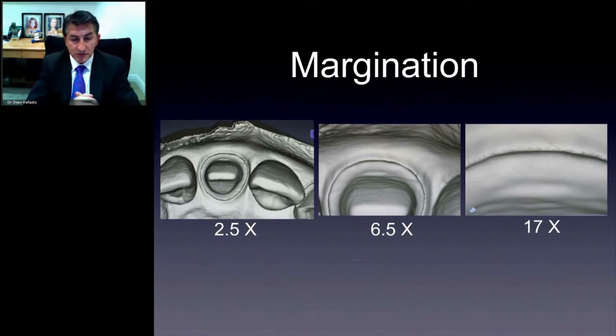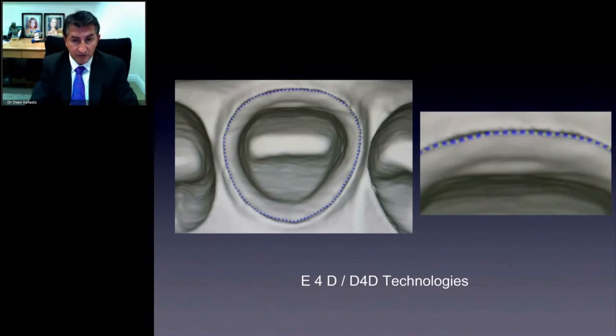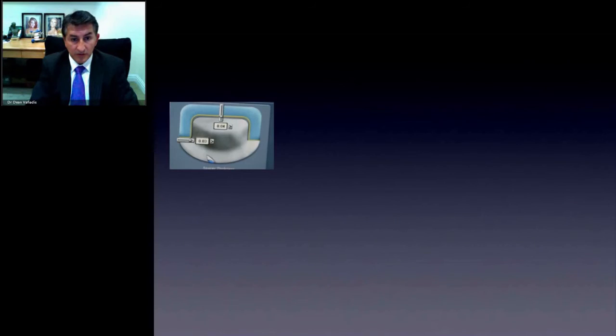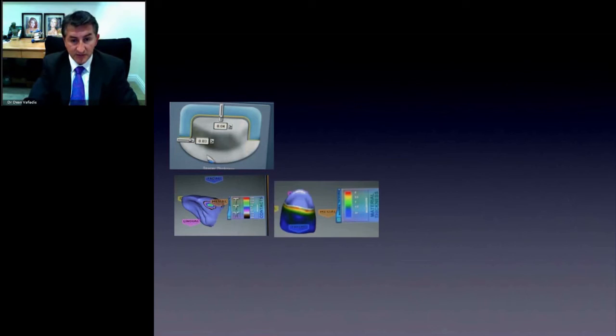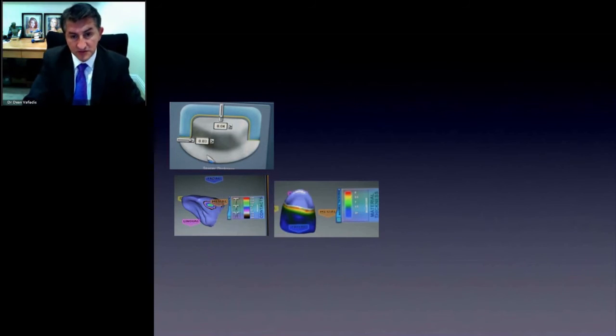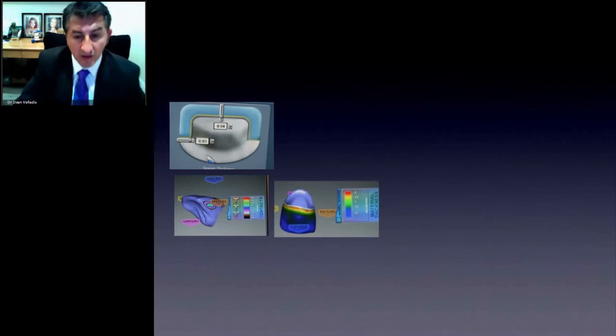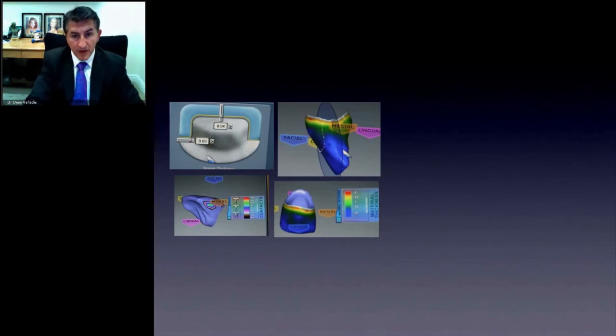When we get into individual units, we're now using our E4D, and our margination can get up to 17 times of power. So we really can look at our margin very clearly. The E4D technology allows us to get really close. It also allows us to get some feedback if we want to close the margin or close the spacer. It gives us a lot of variability with our contact designs and our thickness, and it can show us the thickness based on a calibration color effect. And of course, it can slice it.